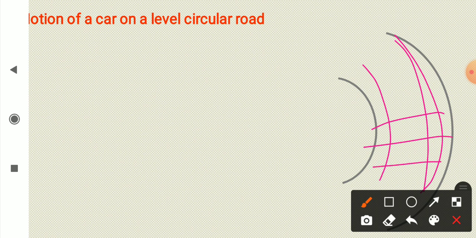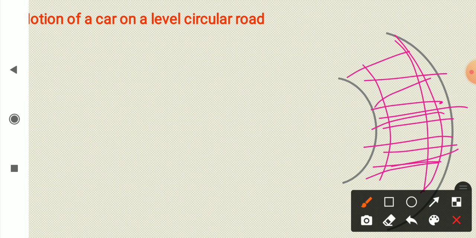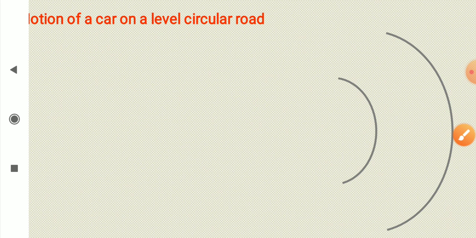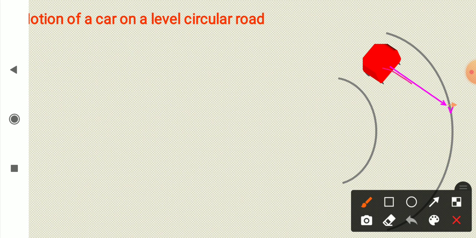This road is flat, and it is in a horizontal plane. It is horizontal, okay. So that is called a level circular road, and a car is taking a turn on it. So at this position the velocity of the car is along this direction and after some time it is moving like this. So you know that the car will try to retain its original direction.